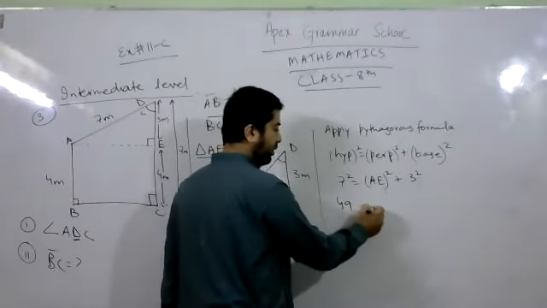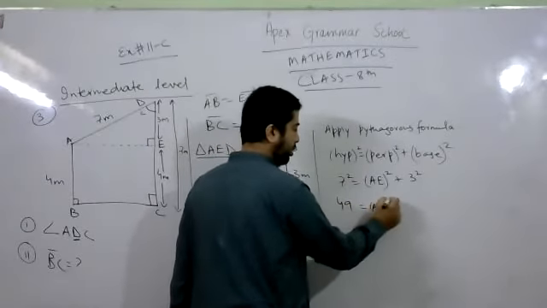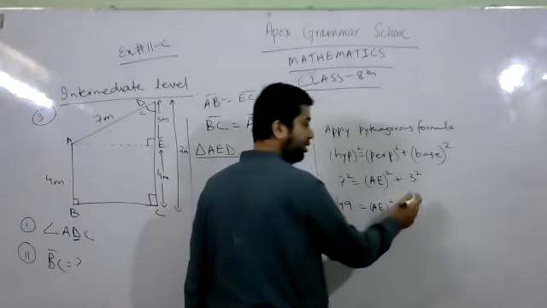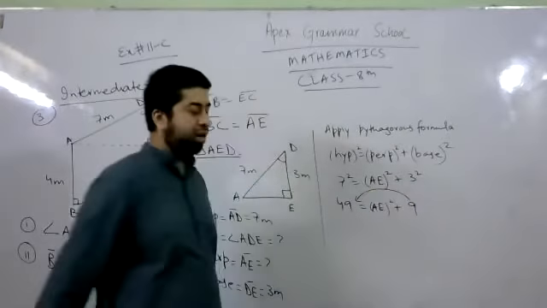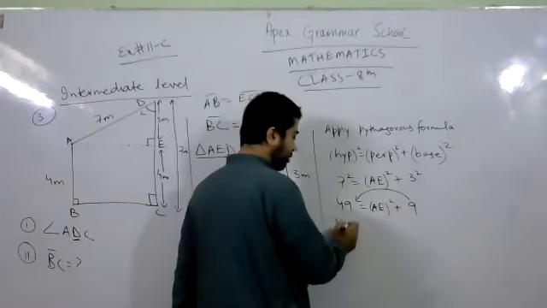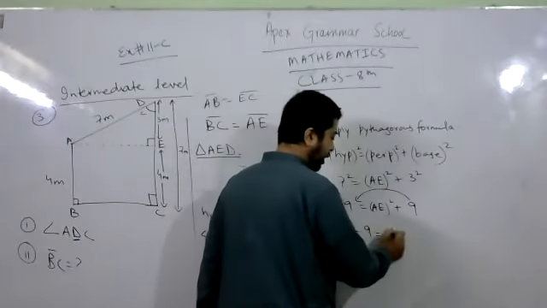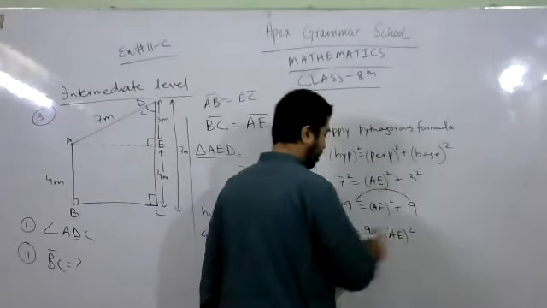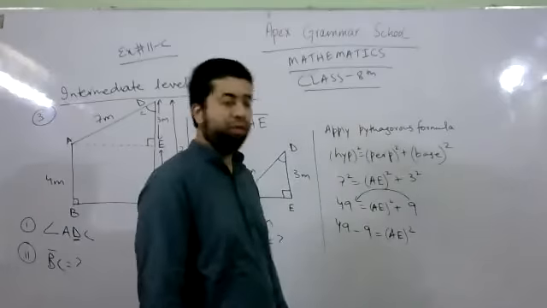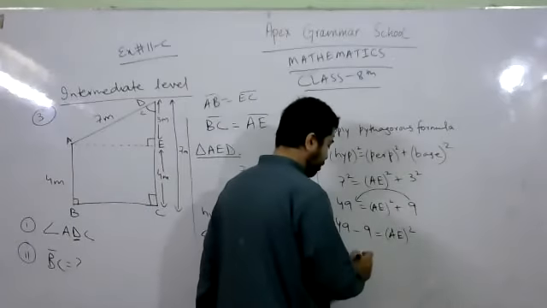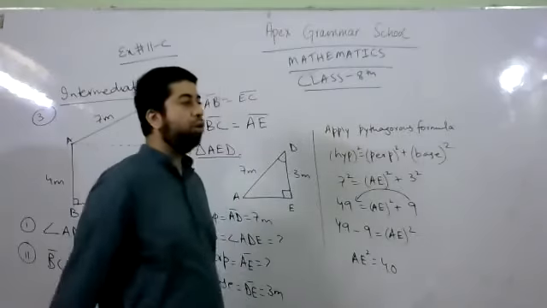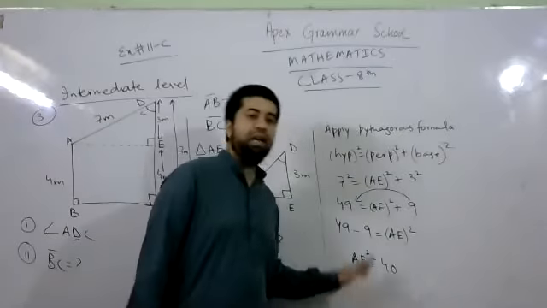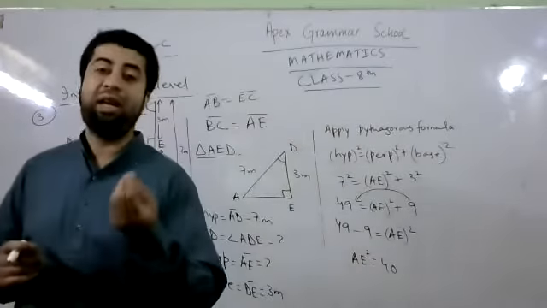7 square is 49. AE square. 3 square is 9. So this 9 is going to be subtracted: 49 minus 9 is equal to AE square. 49 minus 9 is 40. So AE square is equal to 40. We don't need the value of AE square, but we need only the value of AE.